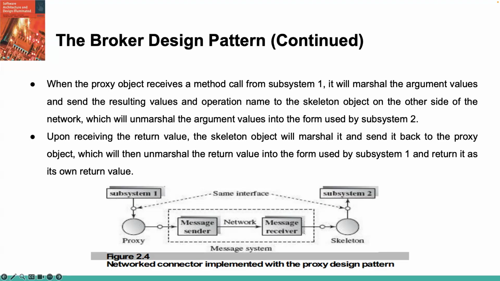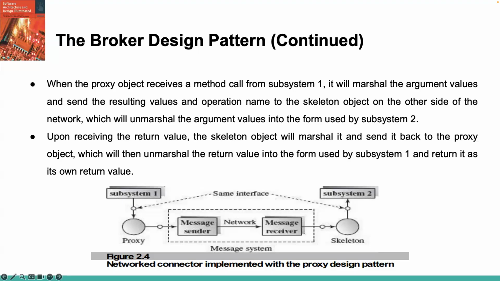over the network. The network has the skeleton object. It lives with subsystem 2 and is written in the same language as subsystem 2. It receives the marshaled data, unmarshals it into subsystem 2's format, processes the request, and sends the return value back in marshaled form. The application level protocol ensures that the operations and arguments are represented in a language-independent way, allowing the two subsystems to communicate.